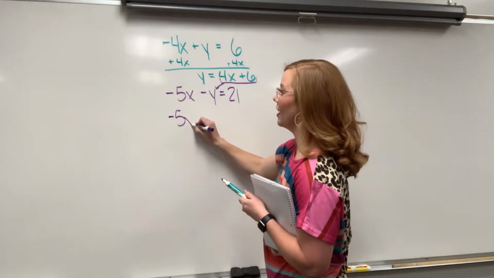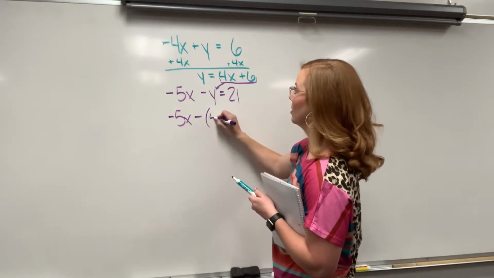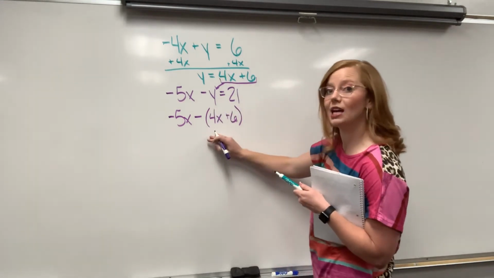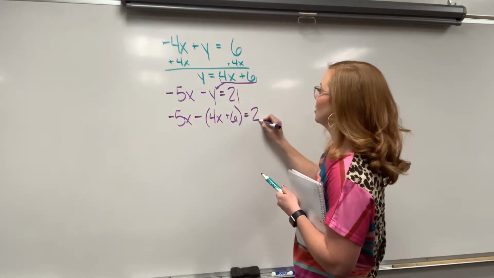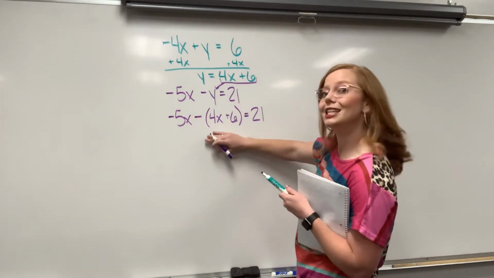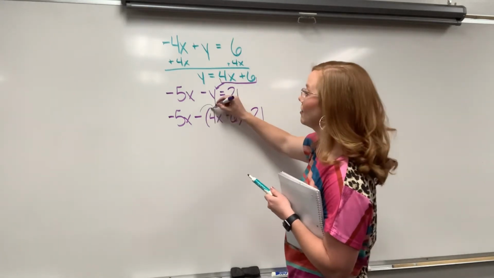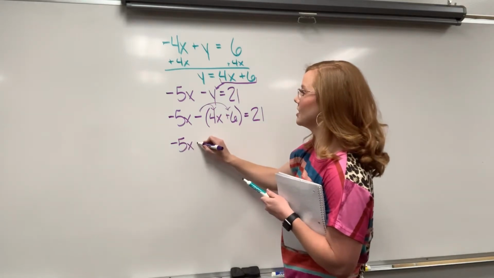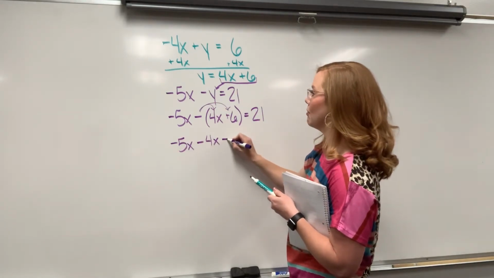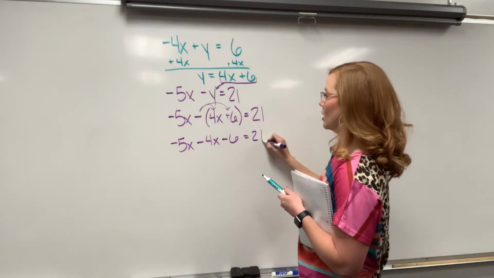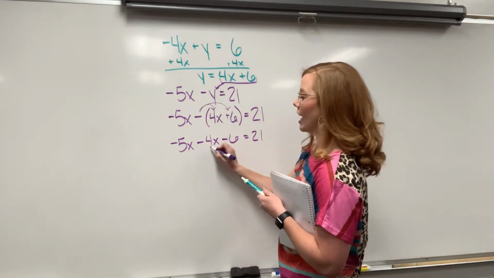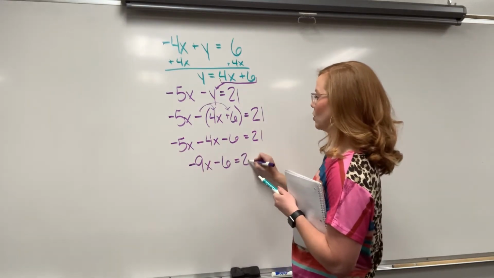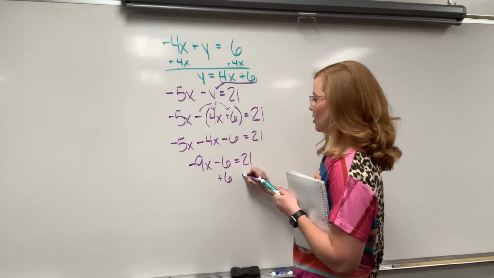So I would have negative 5x minus (4x plus 6) equals 21. Notice how I'm using parentheses to substitute that in. The reason these parentheses are so important is because now I have to distribute that negative sign through. I get negative 5x minus 4x minus 6 equals 21. Combine your like terms right here, and we get negative 9x minus 6 equals 21.